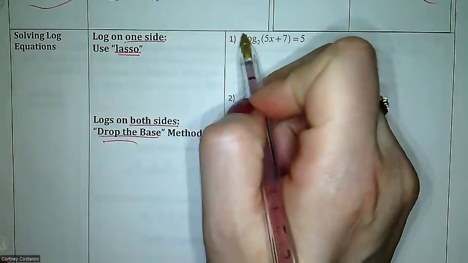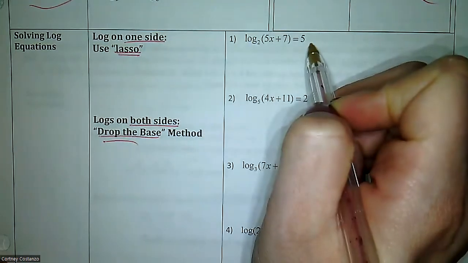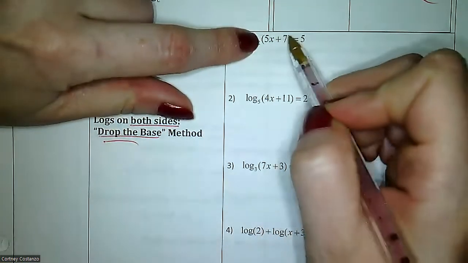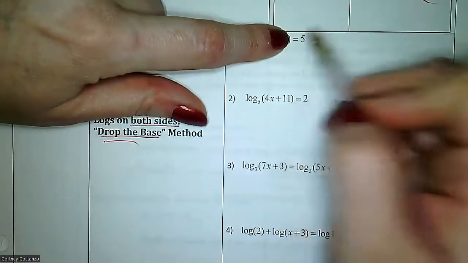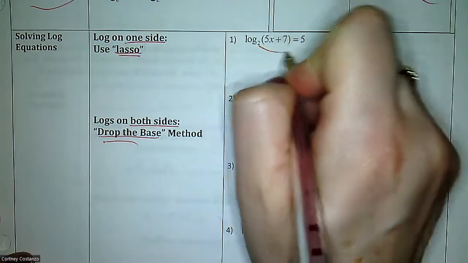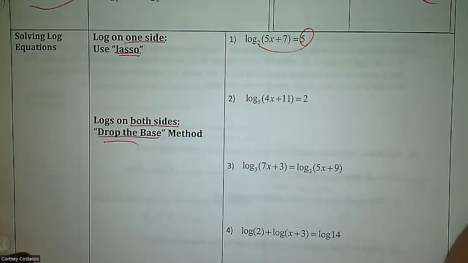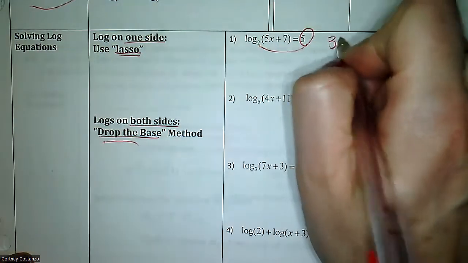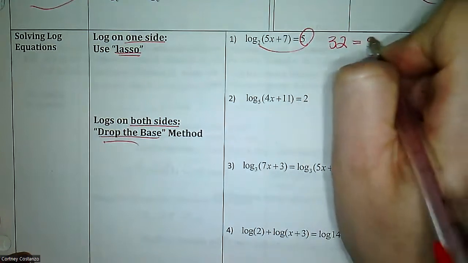What that means is there's nothing out front that I need to divide to the other side, and there's nothing outside of what I'm taking a log of that I would have to add or subtract to the other side. So I can go right ahead and lasso 2 to the 5th power. So 2 to the 5th power is 32, and that equals the 5x plus 7.